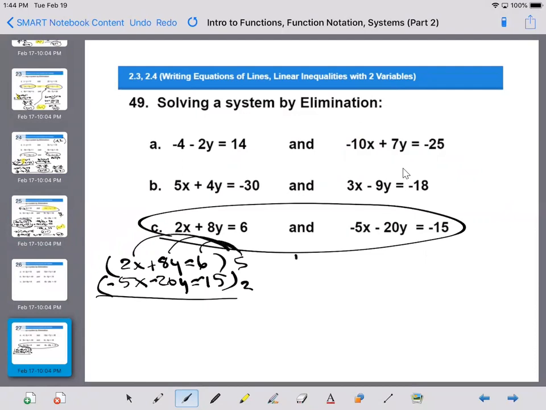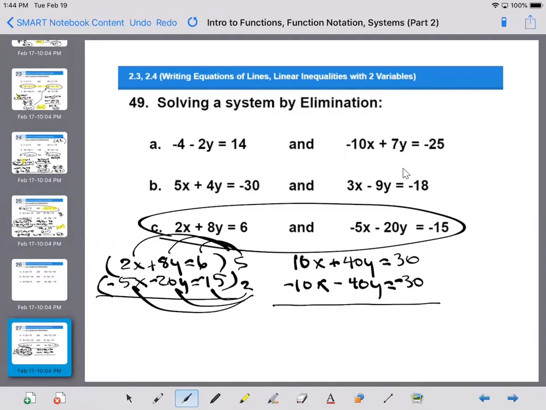So that would be 10x plus 40y equals 30. And then the 2 multiplied to everything. So that would be negative 10x minus 40y is equal to negative 30. So I actually lose, notice I lose my x's and my y's. So I get 0 is equal to 0. And this would be infinite number of solutions.